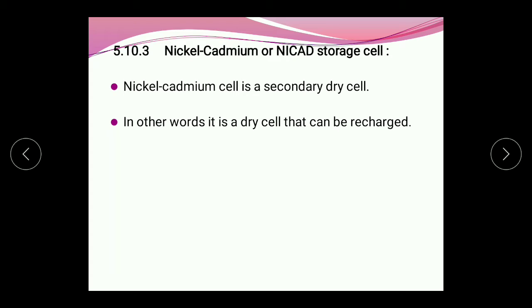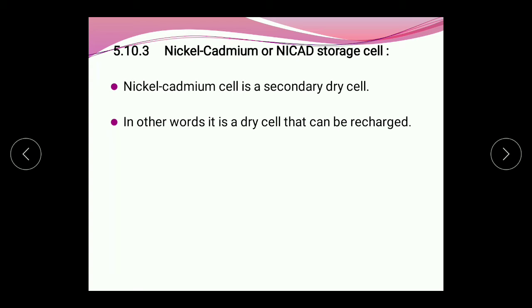We learned one dry cell, which is a primary voltaic cell, which cannot be recharged. That primary dry cell is the Leclanche cell, or we call it the dry cell only. But this one particularly, the nickel cadmium cell, is a secondary dry cell. Now, as usual, we will learn about the construction of the cell.